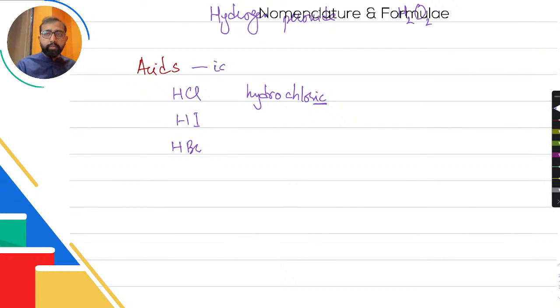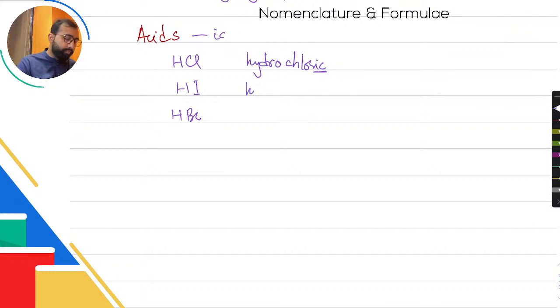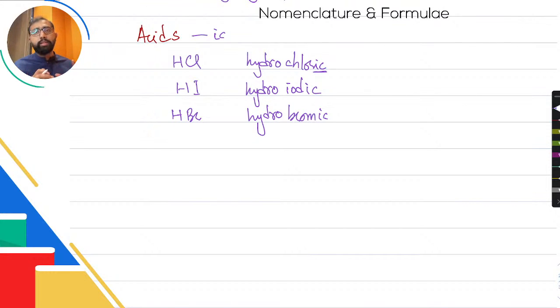So HI, this one, will start with hydro for hydrogen, and iodine, so iodo, and then ic, so hydroiodic. Similarly, this one is hydro because hydrogen, and bromine, so that's bromo, and then ic for the acid part, so hydrobromic. All right, so that is if you have 2 different elements in an acid. You just name the element with the hydrogen, and then put ic at the end of the name. Now, what if you don't have two things? What if you have multiple things? For example, HNO3 or H2SO4.